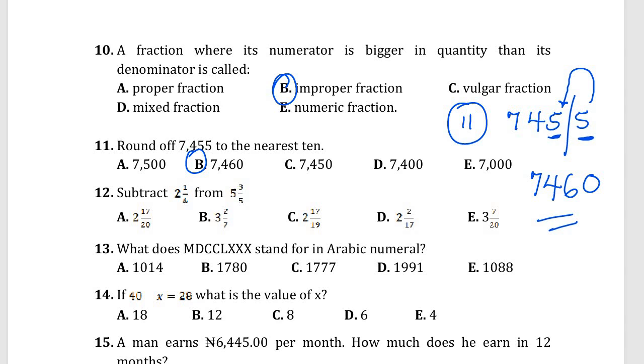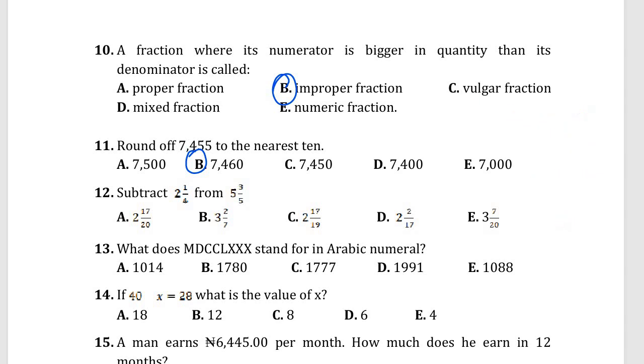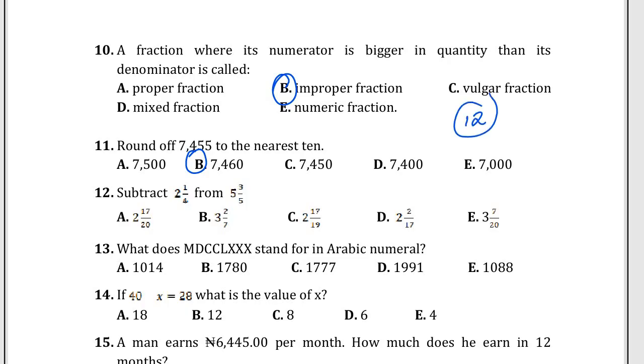Now question number 12. Question 12 says, subtract 2 whole 1/4 from 5 whole 3 out of 5. Don't make the mistake of writing 2 1/4 first. No, they want you to remove it from the bigger one, which is 5 whole 3/5. So the first thing you need to do is to work with the whole numbers. 5 minus 2 is 3.